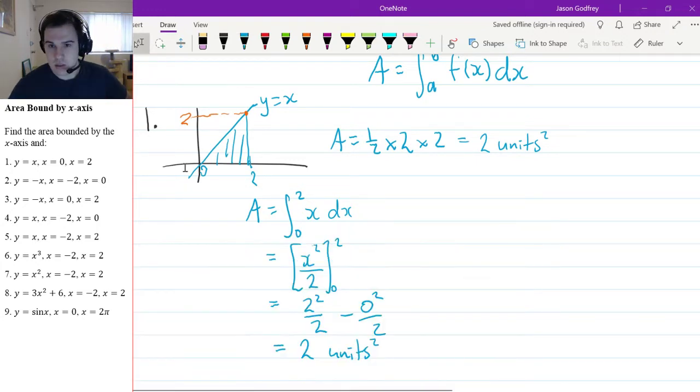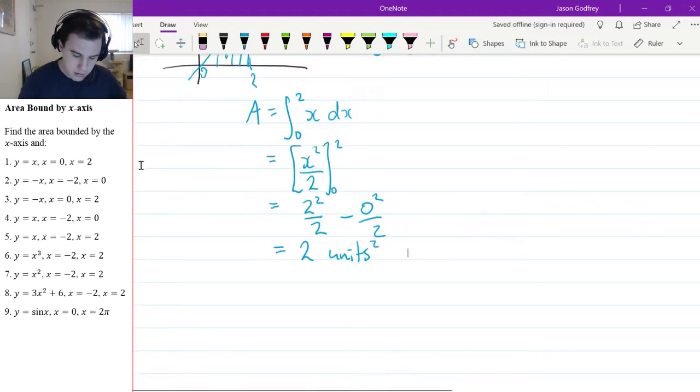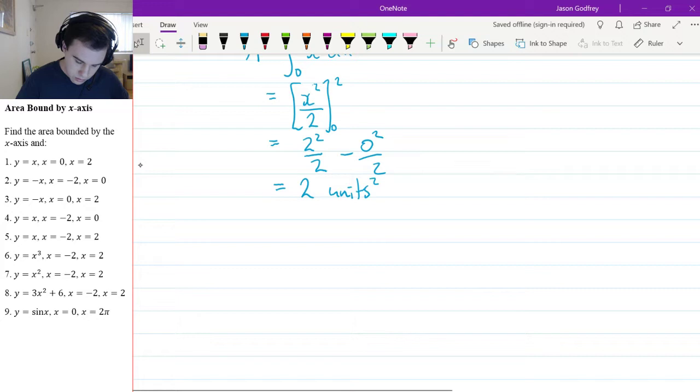So we get the same thing using just basic geometry, I suppose, and also by using calculus. The next three are going to be the exact same triangle, but we're going to investigate what happens in the different quadrants.